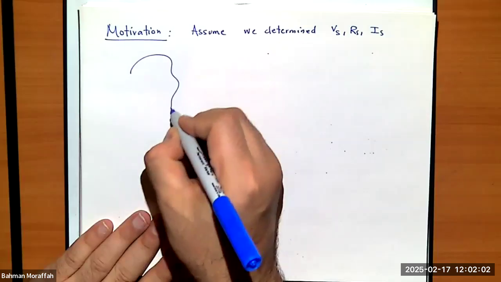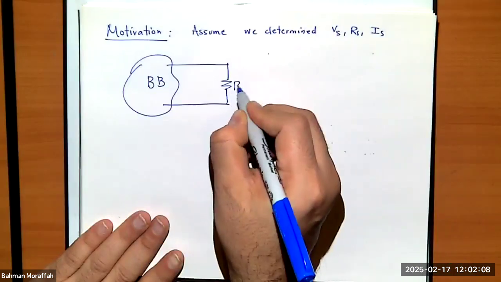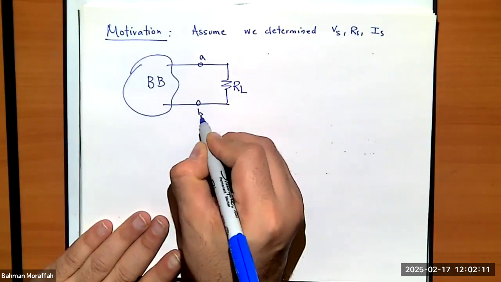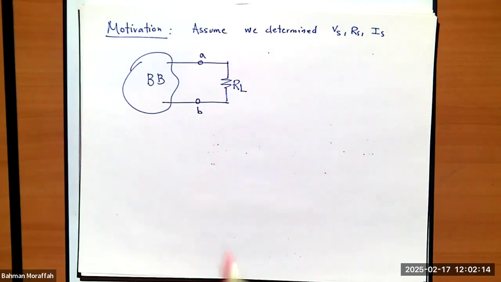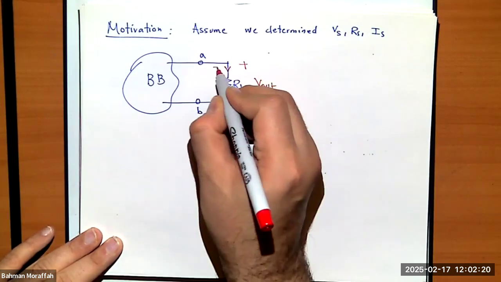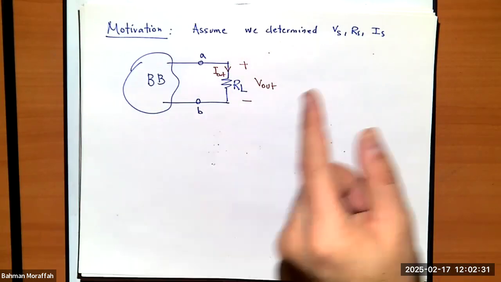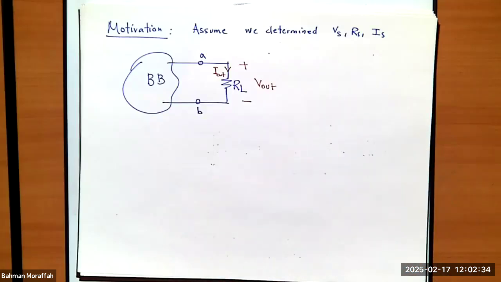So if I have my black box over here, let's just say it is connected to some resistor RL. This is A, this is B. And let's just call the voltage across this V out and the current through it I out, right? If we determine Vs, Rs, and Is, I can replace this black box by either a voltage source followed by a resistor, or a current source in parallel with the resistance. I can do that, right?